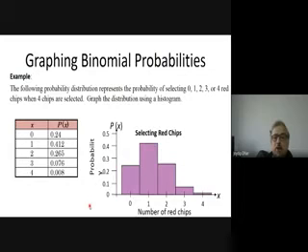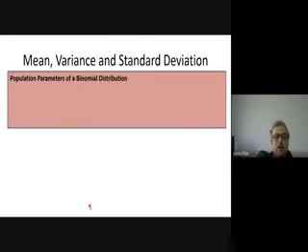So this is the binomial distribution of the last example. Now I'm coming very quickly to the mean, variance and standard deviation of the binomial distribution. The mean of the binomial distribution, mu, is np, the number of trials times the probability of success, and the variance is npq.